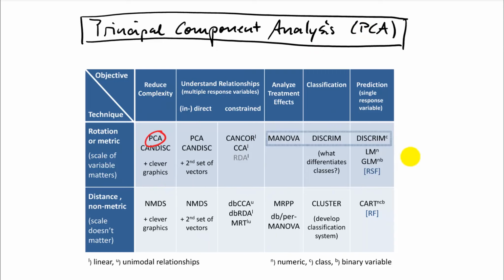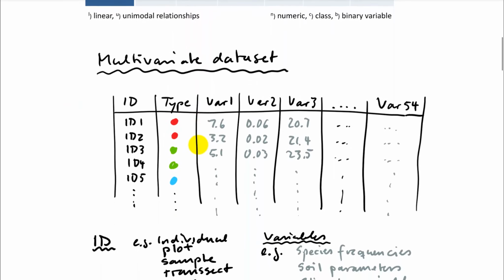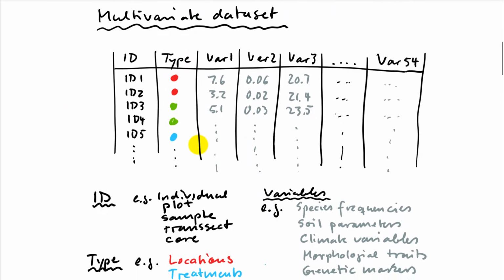So it's here. The primary objective that we cover today is reduction of complexity of big complex data sets, and it's a classic technique, so it's rotation based. So what that means is that the scales of the variables matter, and you can use it for other purposes here, so we'll get to this another day. But we'll simply start with working with one data set and see what we can do in terms of complexity reduction. So when we talk about multivariate data sets, those look usually like this.